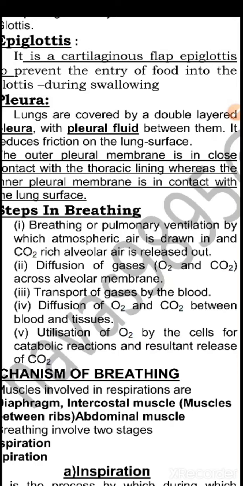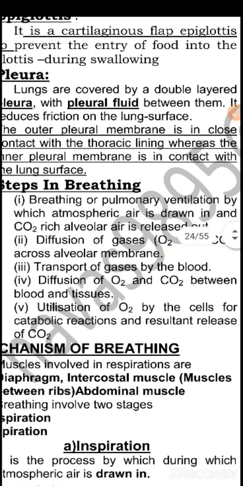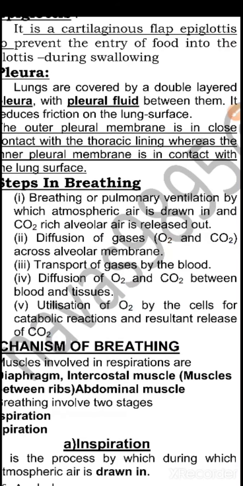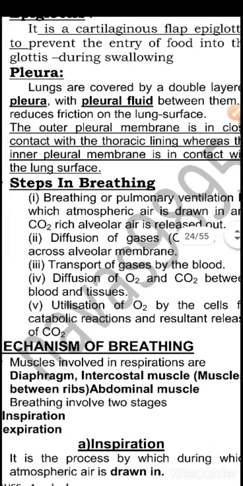Then the second step is diffusion of gases, that means respiratory gases, oxygen and carbon dioxide, across the alveolar membrane. What are alveoli? Alveoli are the bag-like structures found at the terminal bronchioles, which are the exchange part of the respiratory system. Then the third one is transport of gases by the blood. That means transporting the oxygen and carbon dioxide through blood.